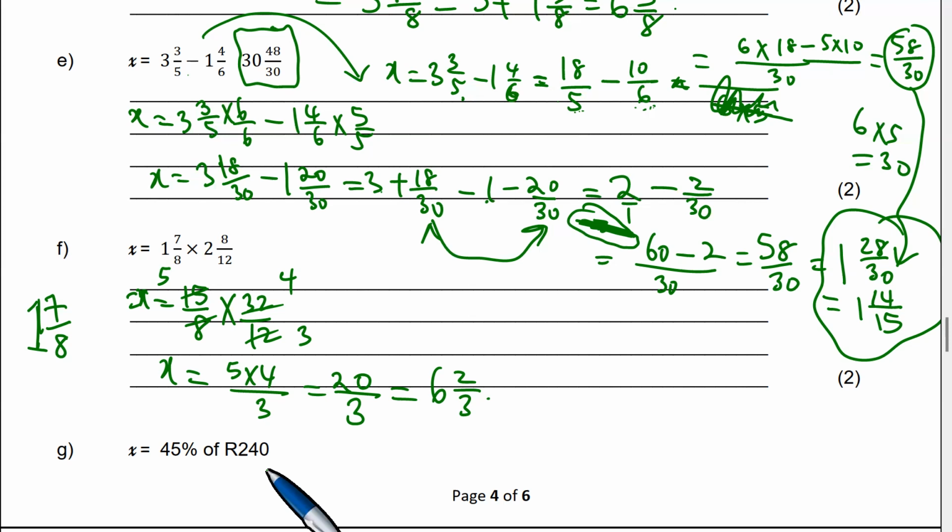You done? There's 240. Says 110. Let's check. Okay, I'm still here. So this 45%, it means that you're gonna say 45 over 100 times 240. Okay.